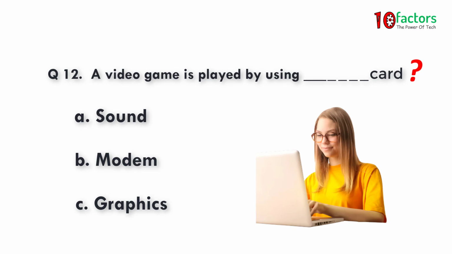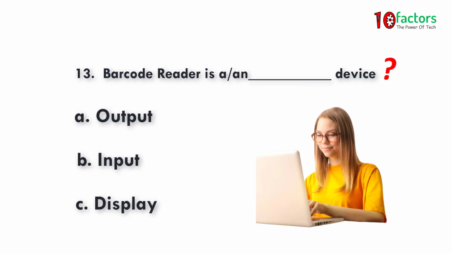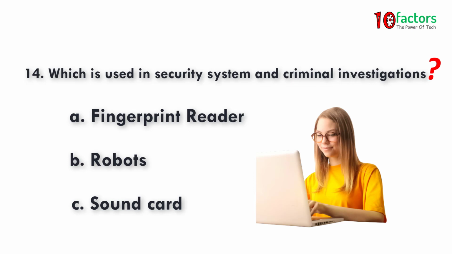Question 12. A video game is played by using card. A. Sound. B. Modem. C. Graphics. Right answer, A. Sound. Question 13. Barcode reader is a/n device. A. Output. B. Input. C. Display. Right answer, B. Input. Question 14. Which is used in security system and criminal investigations? A. Fingerprint reader. B. Robots. C. Sound card. Right answer, A.